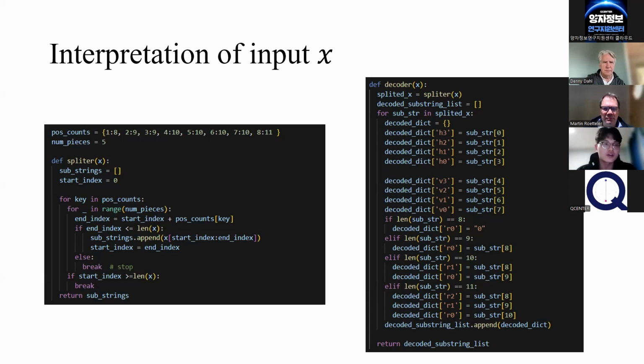As for the decoding, the splitter function splits the binary string X into substrings corresponding to each piece's full configuration, so position and rotation, based on this position counts dictionary. Then the decoder function interprets each of the substrings from the splitter into a dictionary with displacement labels for each bit. It always extracts the horizontal and vertical position bits, so 8 bits total. Then depending on how many more bits there are in the substring, it interprets them as 1 bit, 2 bit, and 3 bit rotation.